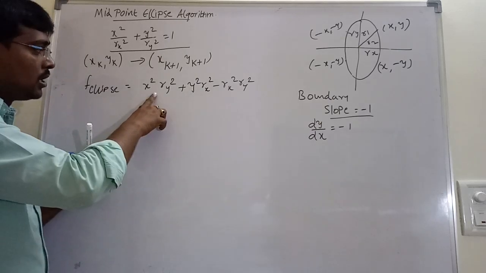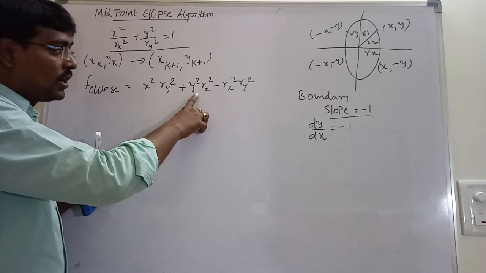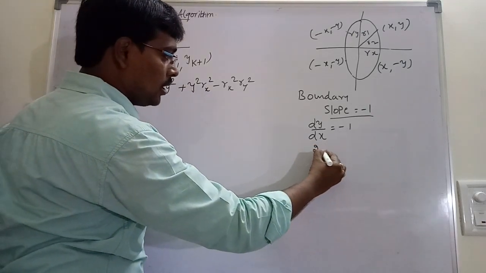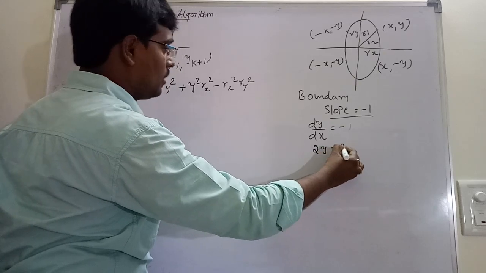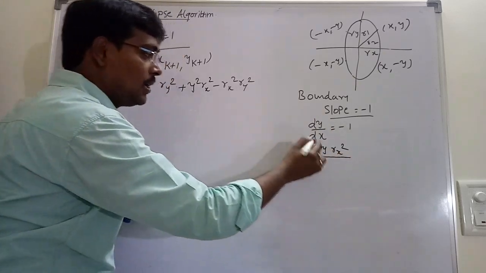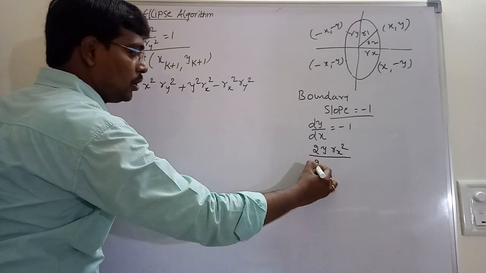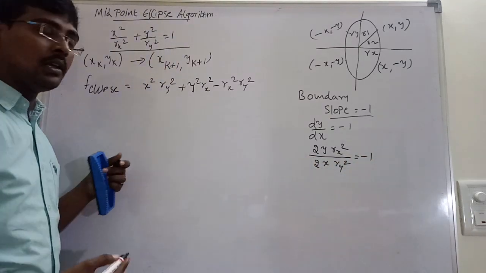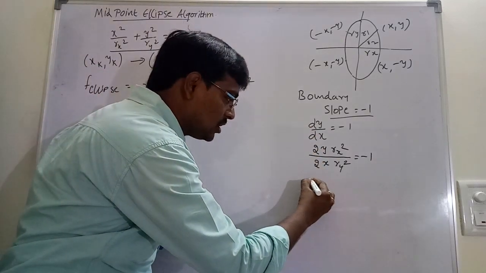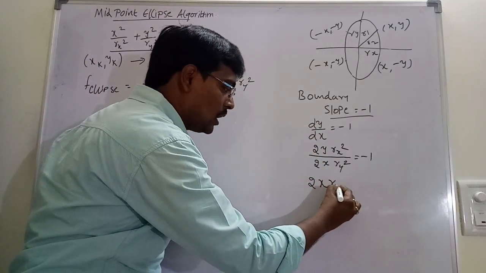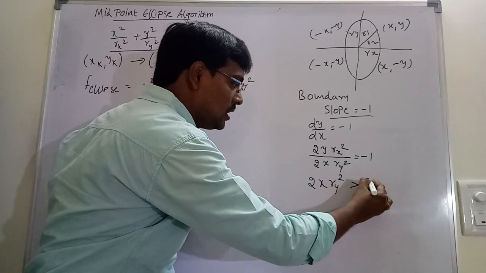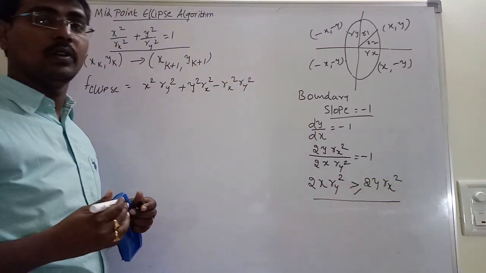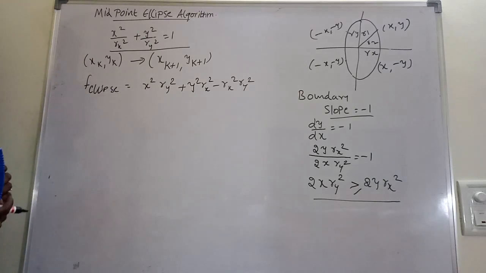That is the derivation. The x term becomes 0. The derivative of y square into rx square means 2y rx square, and the rest is constant by dx. So 2y rx square by 2x ry square is equal to minus 1. Whenever this condition is satisfied, we are moving from region 1 to region 2.